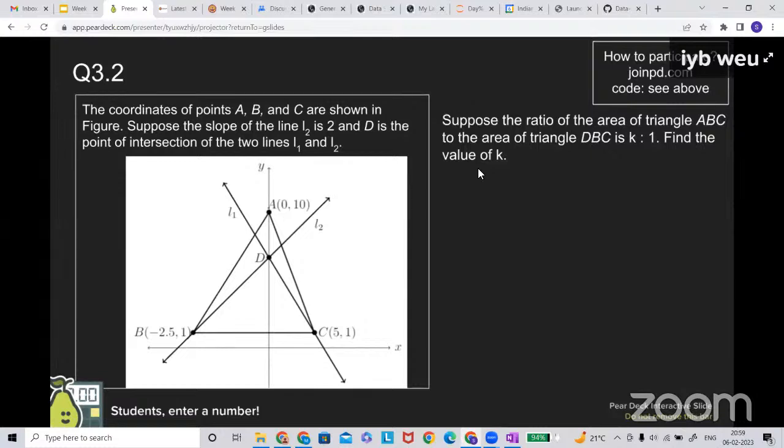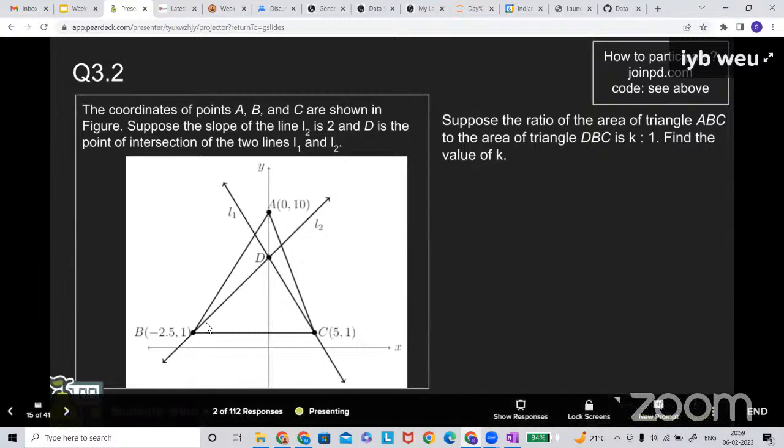Otherwise, you can find it with x1 times (y2 minus y3), plus x2 times (y3 minus y1), plus x3 times (y1 minus y2). Yeah, this is the formula. The whole of it needs to be multiplied by 1/2. Either use this one, or you can use 1/2 times height times base. Using these two, you can also solve.